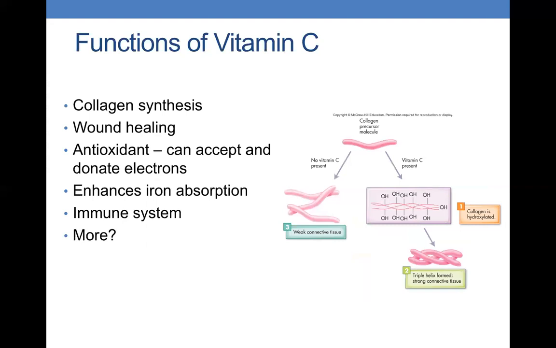Vitamin C actually helps reactivate vitamin E, which hopefully you remember is a potent antioxidant. Vitamin C enhances non-heme iron absorption and is crucial to the immune system. This picture is vitamin C, and you can see that vitamin C helps add OH groups, oxygen and hydrogen groups, or hydroxyl groups, to the amino acids proline and lysine, which help stabilize collagen fibers. More roles. Vitamin C may play a role in cancer, and we're going to investigate that coming up.